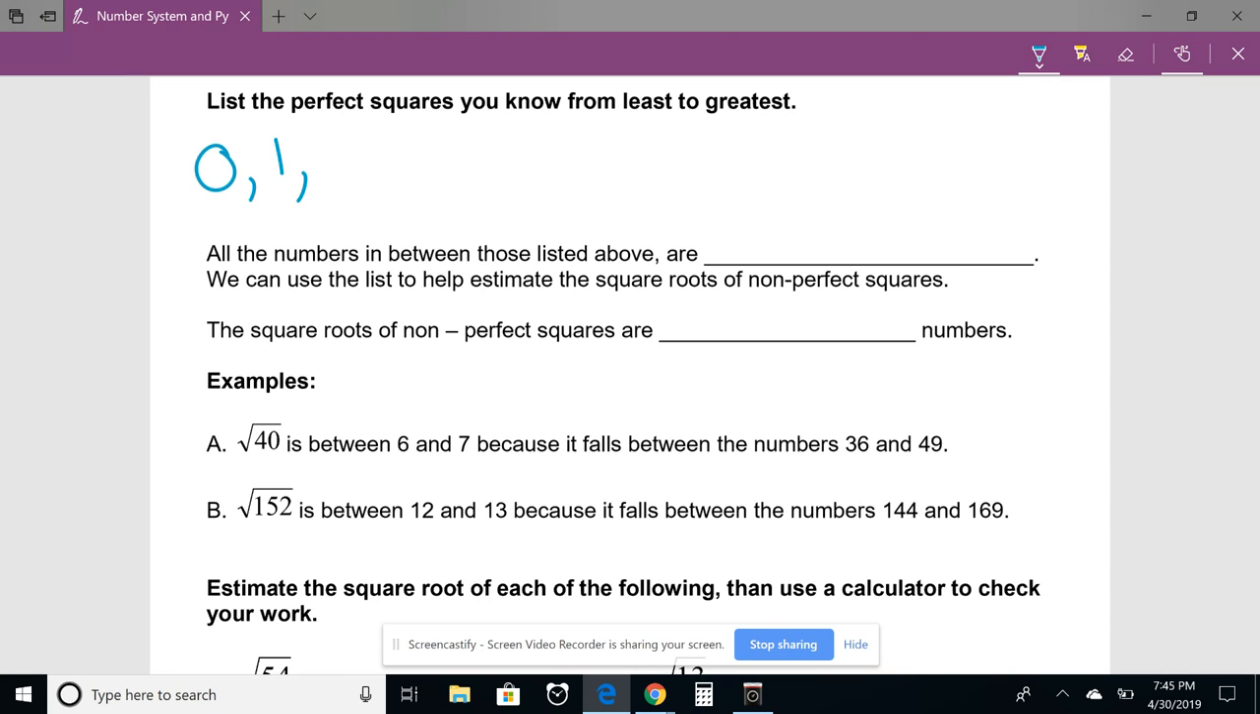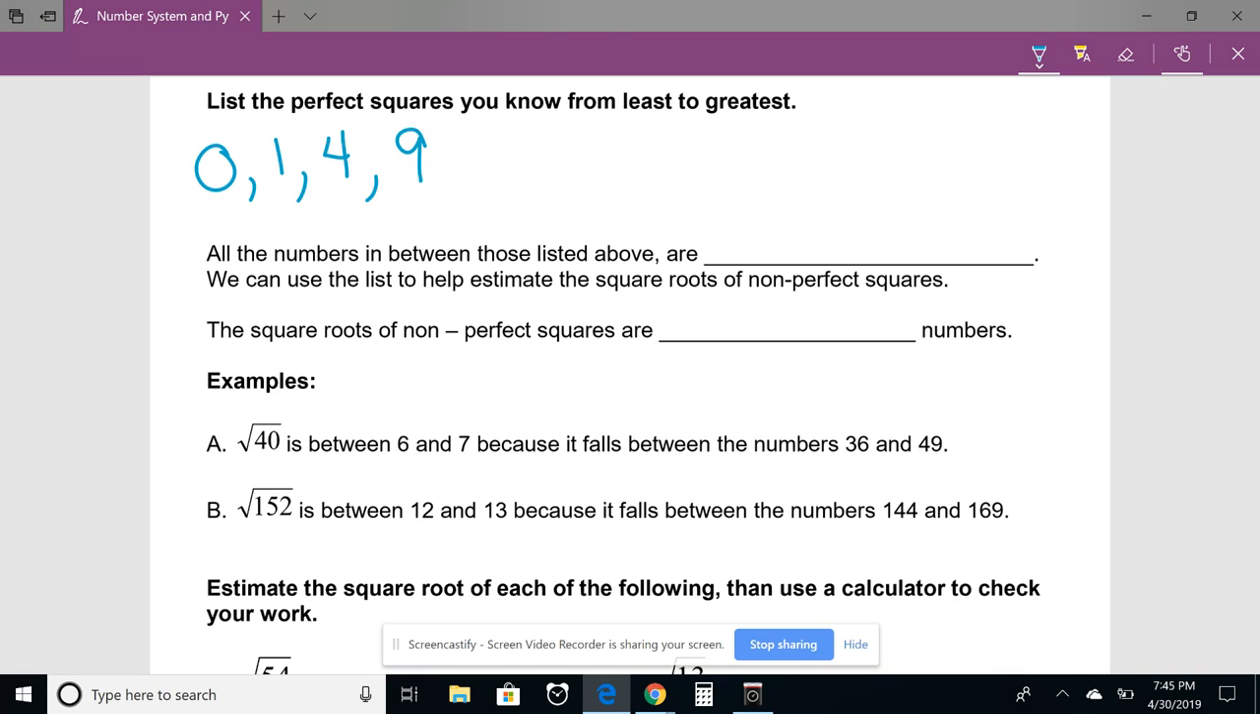The square root of 2, there is no number that you can multiply by itself to get 2. So that is not a perfect square. Same thing with 3. There is no number you can multiply by itself to get an answer of 3. What about 4? 2 times 2 is 4. So 4 is a perfect square. 5, no. 6, no. 7, no. Here's what I go at. The next one is 9. 3 squared, which is 9.